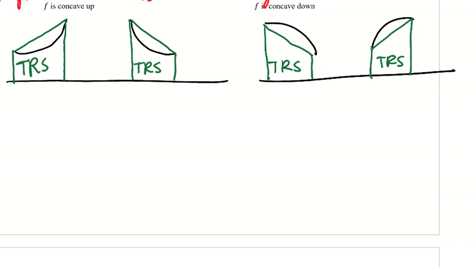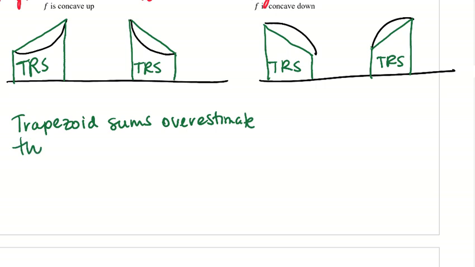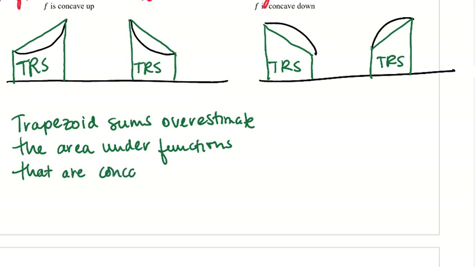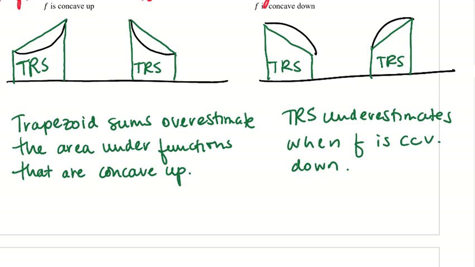Okay, so a sample of what you would say is that the trapezoid sums overestimate the area under concave up functions. And we can say that a trapezoid Riemann sum underestimates the function when the function is concave down.